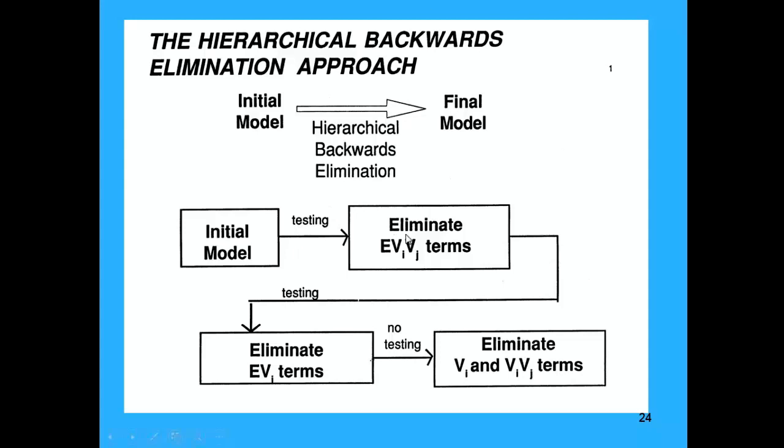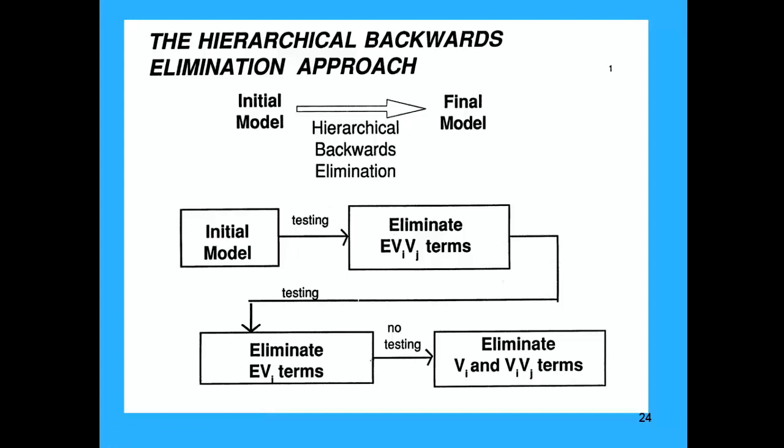Now once you do that, you then eliminate the next lower order term. And you notice I say testing here? Why do I say testing here and no testing there? Because this has to do with product terms, which has to do with interaction. You can test for interaction.